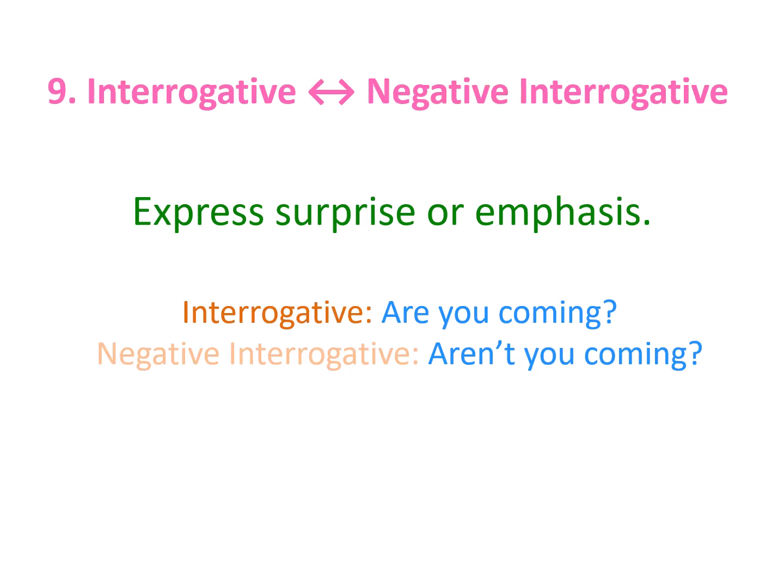Changing a question into a negative interrogative adds emphasis. For example, are you coming? Becomes aren't you coming? This form is more persuasive or rhetorical in tone.